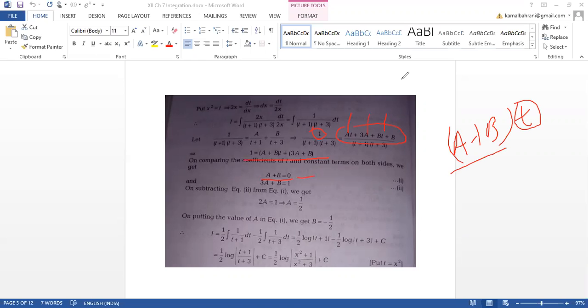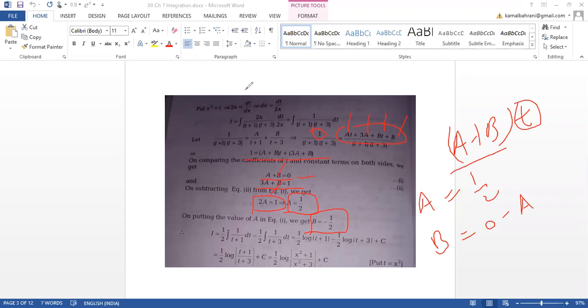Second equation will be 3A plus B. So 3A plus B is equal to what? 1, because we are having a constant 1 on the LHS. So 3A plus B is equal to 1. So by solving it, just see this B will get cancelled when we subtract it, and then A minus 3A will be minus 2A is equal to minus 1, or 2A is equal to 1. So A will be equal to half. Clear? Now put the value of A is equal to half. So B will be equal to what? Minus half. Here A is equal to half. So A plus B is equal to 0, so B will be equal to 0 minus A.